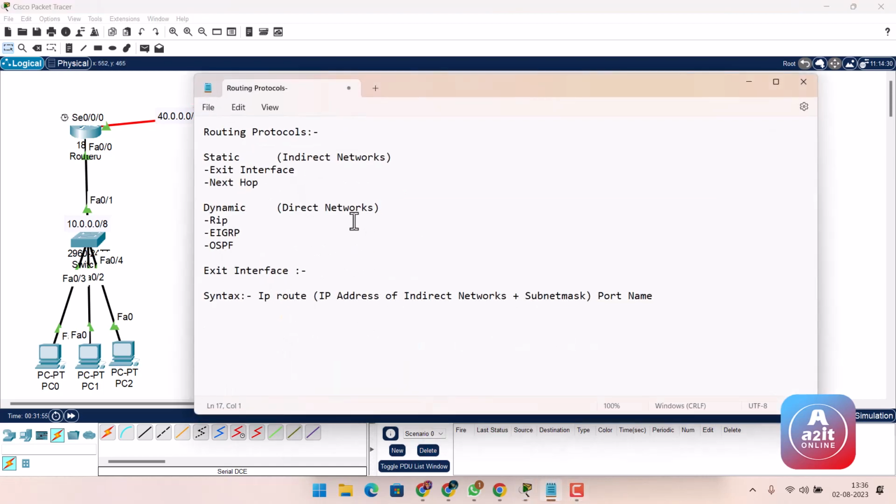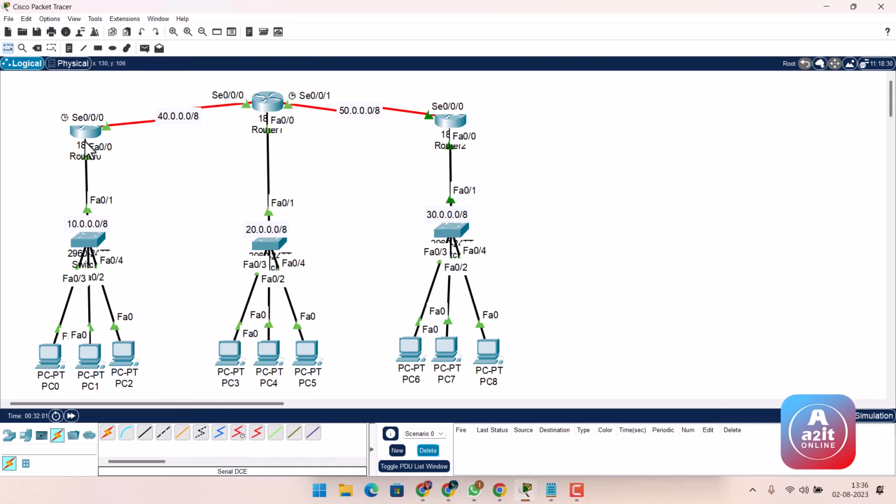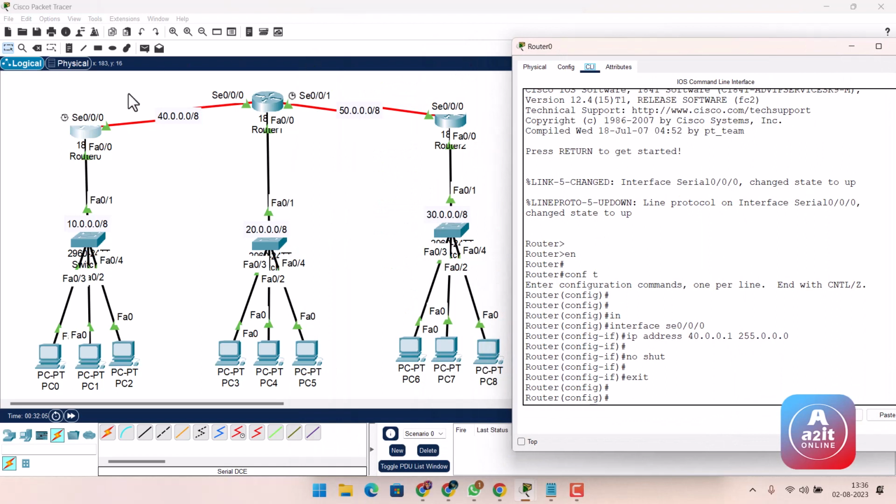So as I have mentioned right here, in the exit interface, we need to take care of our indirect networks. If I'm going to configure our router 1, in my router 1, 10 and 40 are the direct networks. We have already mentioned a single IP address of both the networks in our router 1. But network 20, network 30 and network 50 are the indirect networks for my router 1. So as I have mentioned, in static routing protocols, we need to mention the indirect networks.